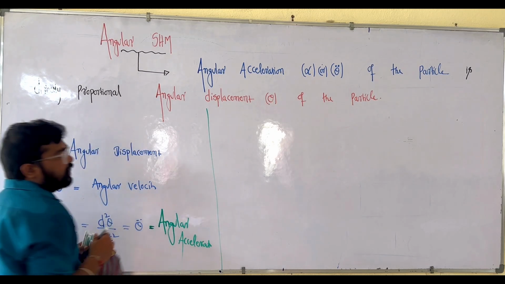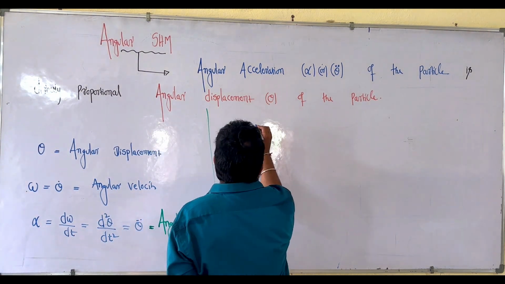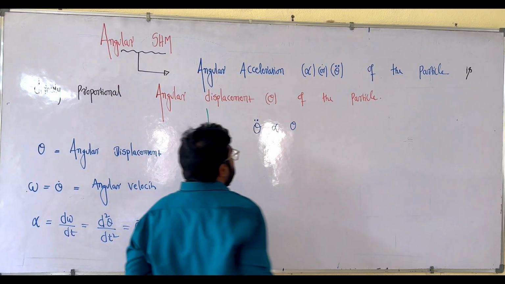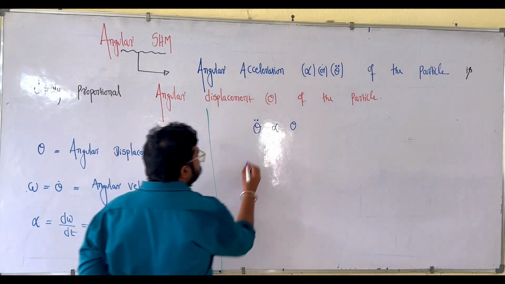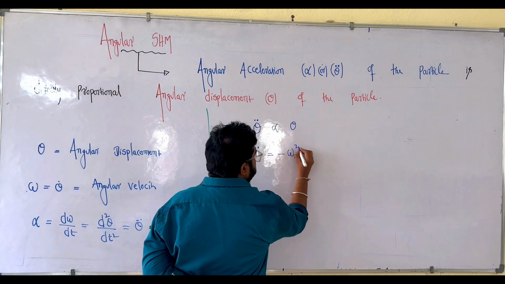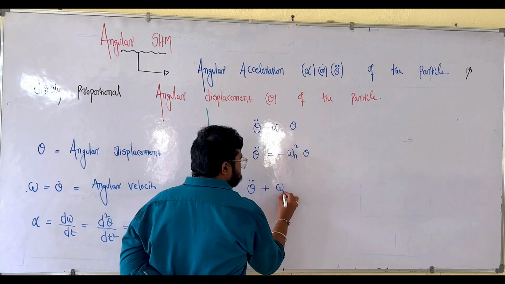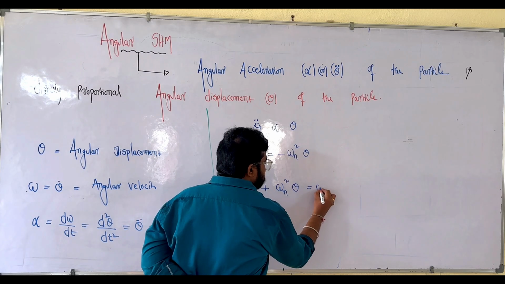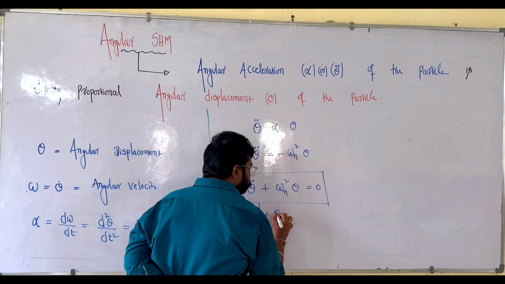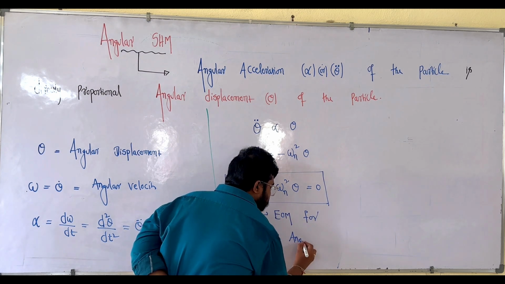Now, what is the definition of SHM? Tell me. Theta double dot is directly proportional to angular displacement. Remove the proportionality and introduce the proportionality constant: theta double dot plus omega n square theta equals 0. This is the definition, or equation of motion, for angular SHM.